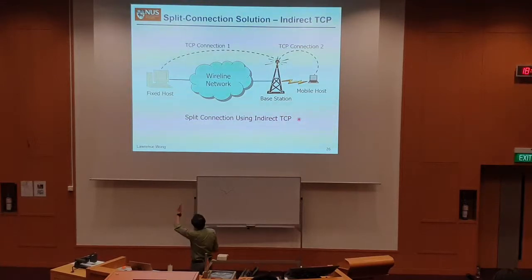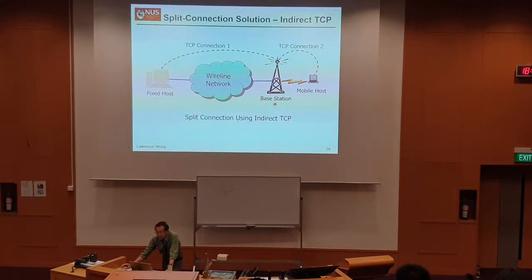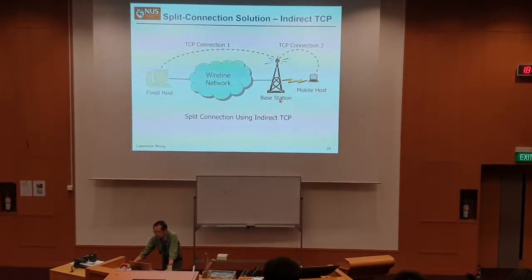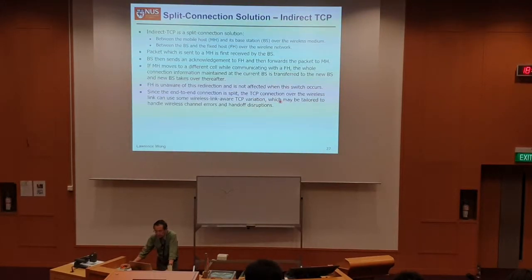So we have the fixed host, FH, on the left. This is our fixed host. A fixed host wants to send something to the mobile host or vice versa. So the connection is split into two parts: the wired part, which is TCP connection 1 between the fixed host and the base station, and TCP connection 2 between the mobile host and the base station. So it's a split solution. This is what happens.